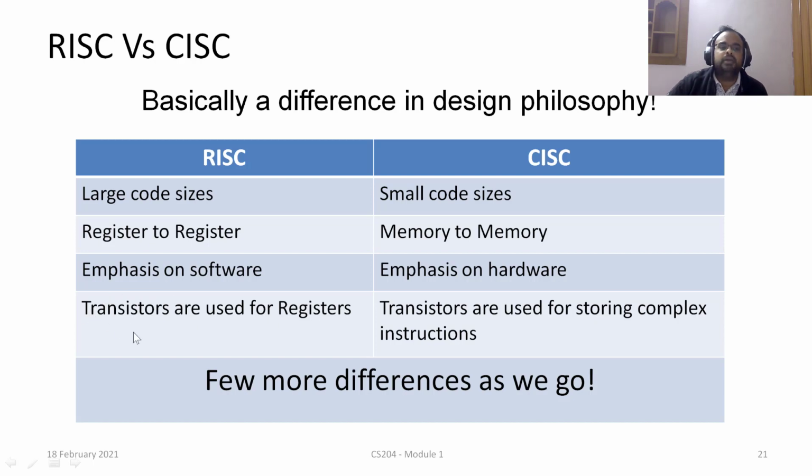In RISC, most of the transistors that are available are used up for making the registers, and in CISC they are used to store the complex instructions, basically the microcodes and how the mapping is maintained, etc. So these are some high level differences between RISC and CISC, and as we go through the next few modules, we'll understand some more differences among them.